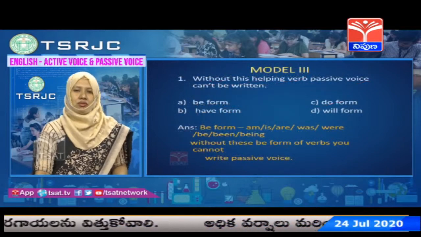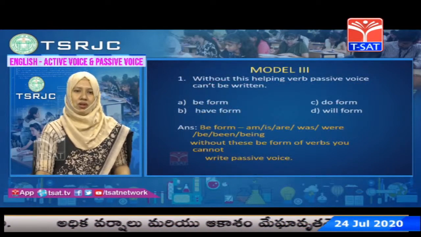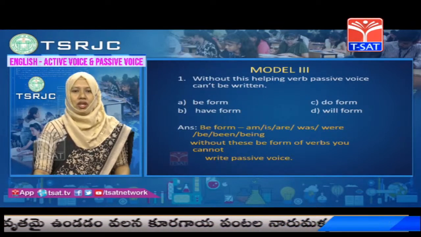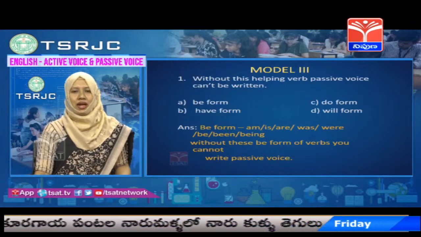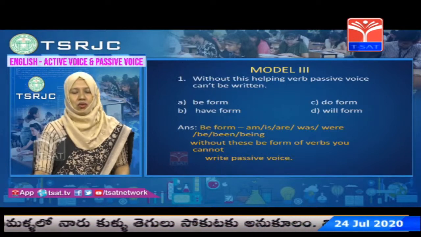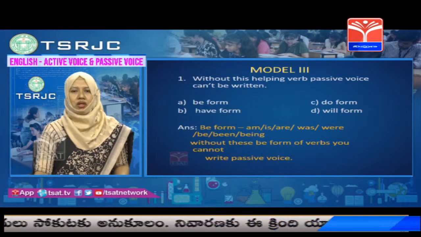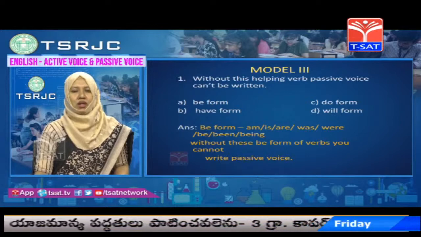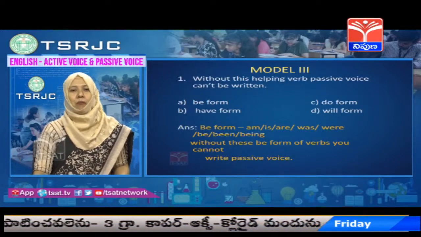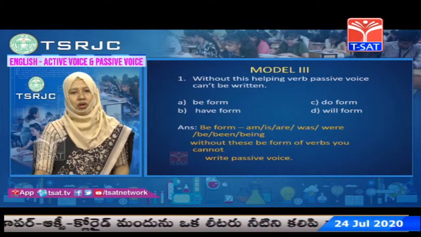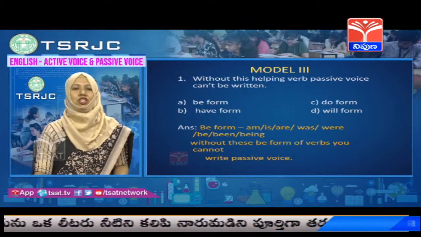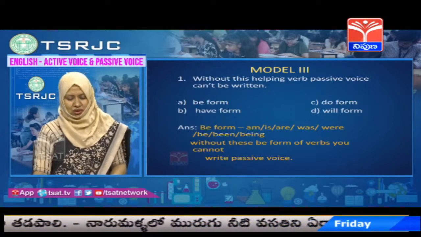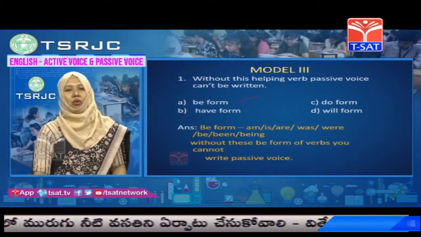Next model, passive voice, active and passive voice. Another form of questions, some sample questions let us solve. Without this helping verb, passive voice cannot be written. Options: be form of verb, do form of verb, have form of verb, will form of verb. To change active into passive, be form of verbs are very important. Without be form of verbs, we cannot change the voice into passive voice. So the correct option is A, be form of verb.